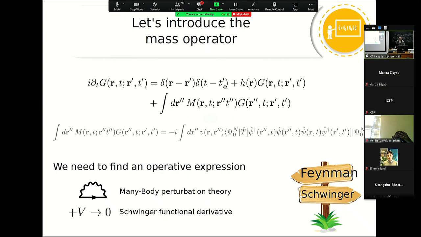Okay, so we have two different steps to calculate this two-particle Green's function and to connect to this mass operator. So, yeah, this is a key step of the theory. Let's go back.